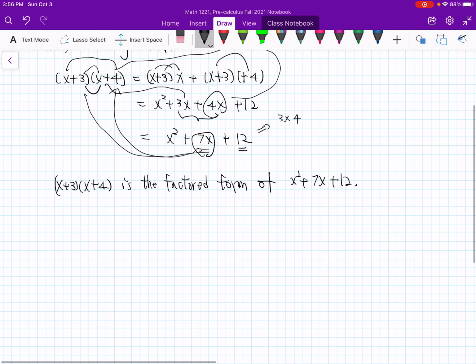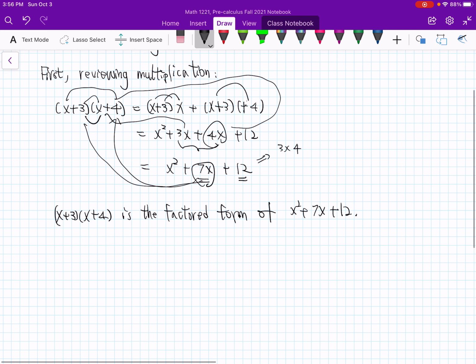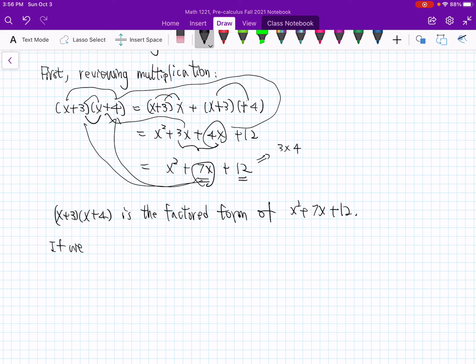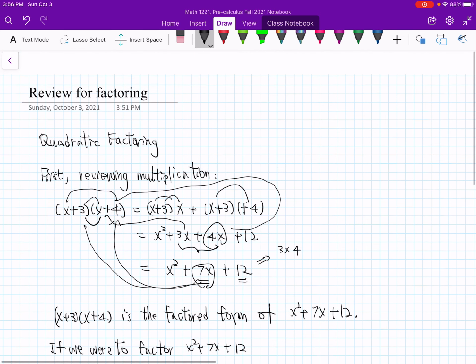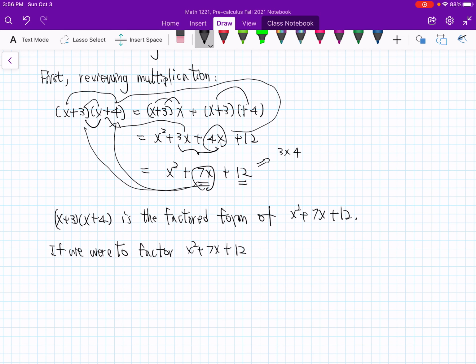All right, so we want to go backwards. We use this already known result to go backwards. So if we were to factor x squared plus 7x plus 12, how do we factor that? Well, let's check. Pretend we didn't know this is what it came from. Pretend we didn't know x squared plus 7x plus 12 is the result of x plus 3 times x plus 4.